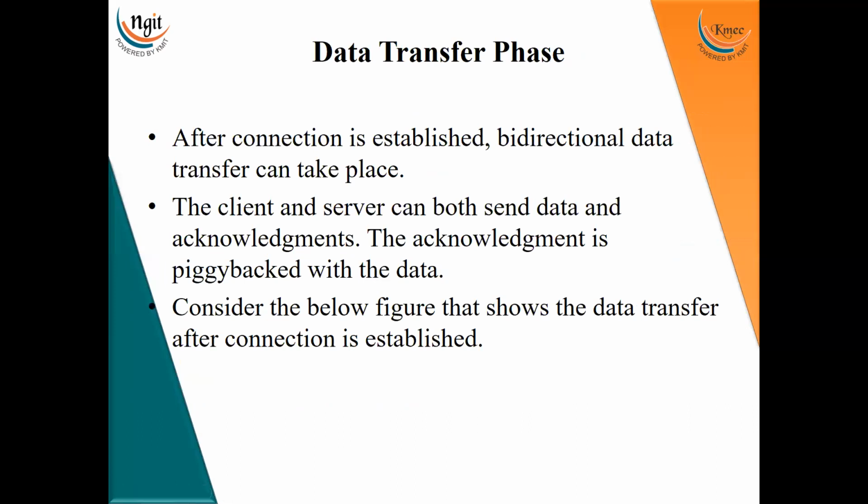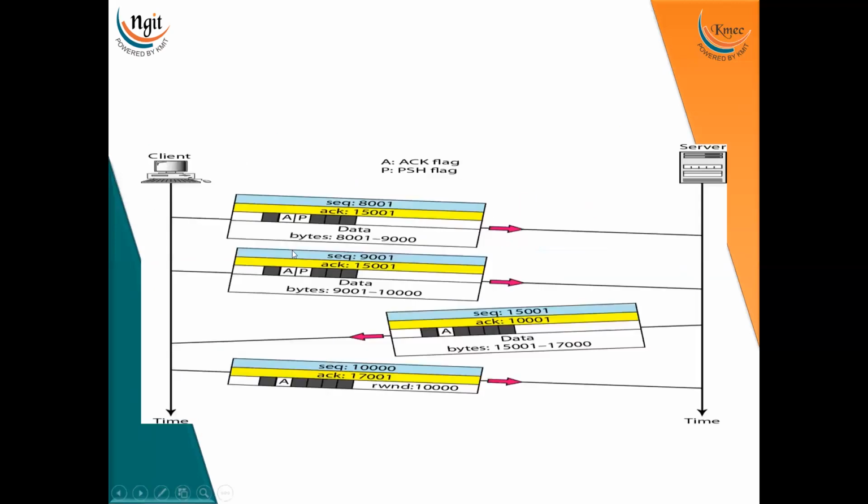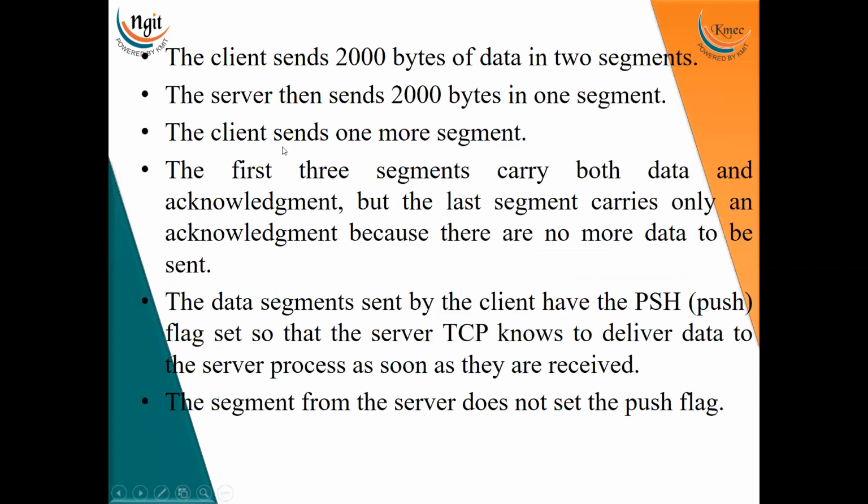The next phase is the data transfer phase. After the connection is established, bidirectional data transmission can take place. Here, the client and server both send data as well as acknowledgements. Now we have a small picture. The client is sending the data with acknowledgement. Once the receiver has received this packet, it is going to send the acknowledgement back to the client. One after the other, this transmission process is going to be done.